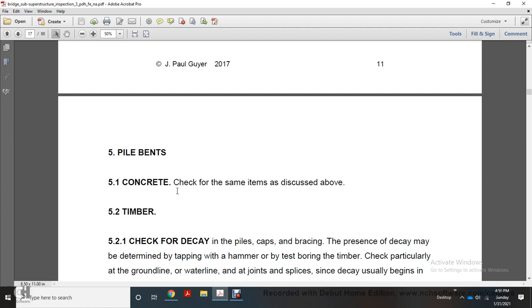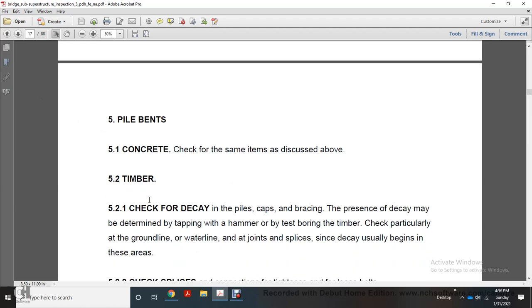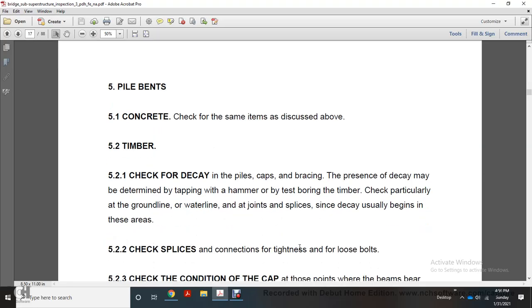Pile bents, concrete: check the same items discussed above. Timber: check for decay in piles, caps, and bracing. The presence of decay can be determined by tapping with a hammer and by testing with a boring tool. Check particularly at the ground line, water line, edges, joints, and splices, since decay usually begins in these areas. Check splices and connections for tightness and loose bolts.